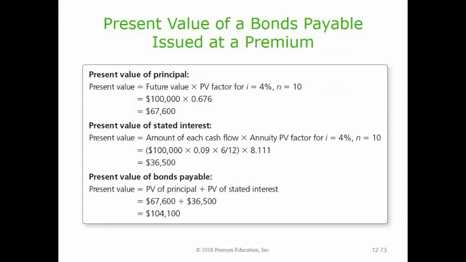The present value of the principal is $67,600, the face value of $100,000 times the present value factor of 0.676. The present value of the interest payments, an annuity, is $36,500, $100,000 times 9% times 6 divided by 12 times 8.111. The present value of the bonds is the sum of the present value of the principal plus the present value of the interest payments, $104,100, which is equal to $67,600 plus $36,500.